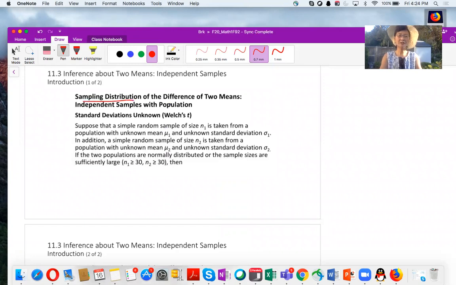Sampling distribution of the difference of two means. This is for independent samples, okay? And it is under the condition that we do not know the standard deviation. So we also refer to this test as a Welch's T test. So this is the scenario.